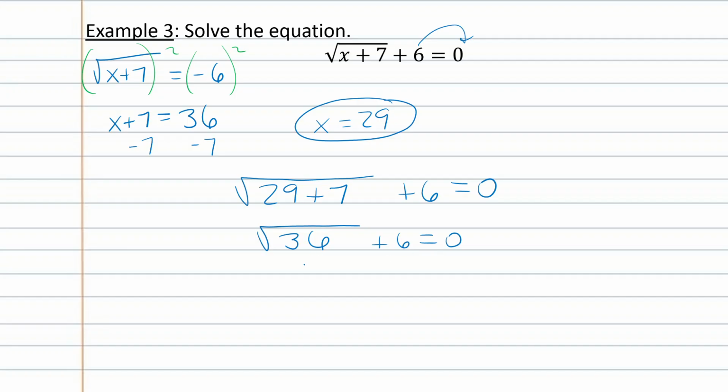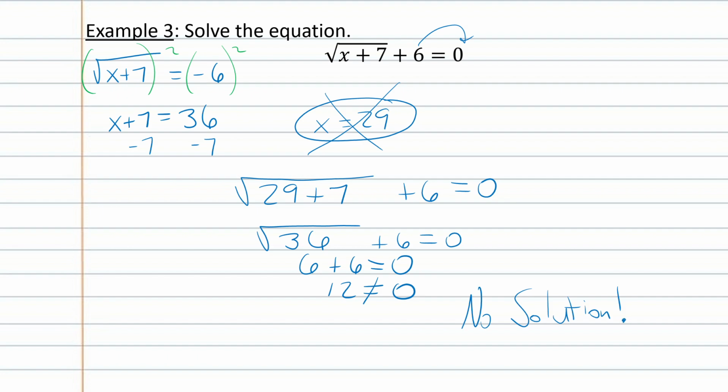Well, the square root of 36 is 6. 6 plus 6 is not going to equal 0 because 12 is definitely not equal to 0. So this doesn't work. We got a solution that doesn't work. So we have no solution.